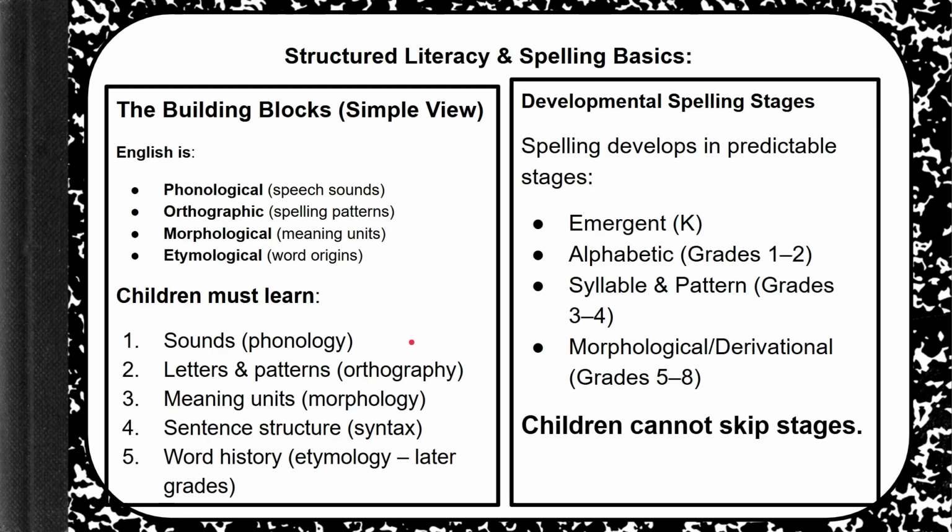Now, also, children need to learn in several stages. So, generally, in the emergent grades, you're learning about phonology. In the first through second grades, you're learning more about the letters and patterns. In the third and fourth grades, you're combining all of these and you're adding on to your knowledge and you're adding on the meaning units, which is morphology. And then in fifth through eighth grade, you are developing this mastery and you are including word history here too, which is etymology. You cannot skip these stages because if you do skip one, it's going to hurt going forward.